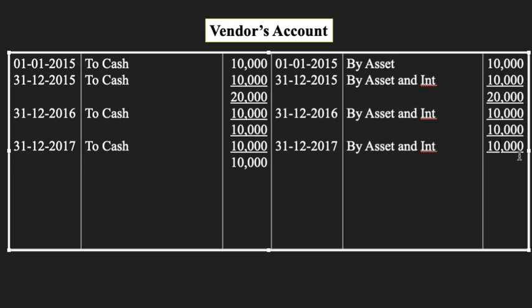So again here it will be how much? It will be 10,000 rupees only, 10,000 rupees. Fine. So this is all that we have about the vendors account. Now we have to go to the depreciation account.